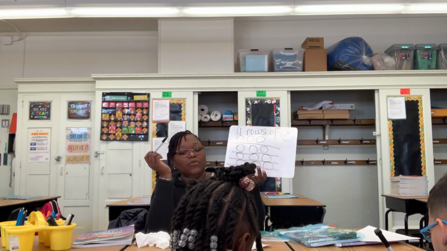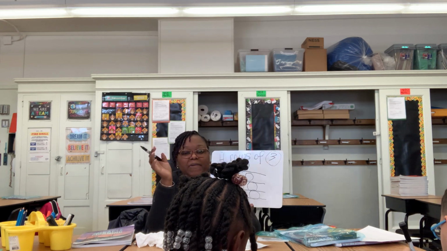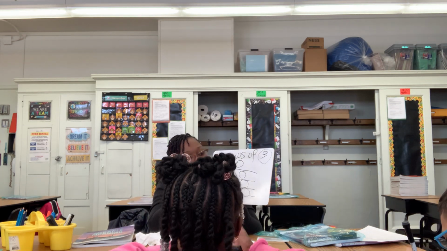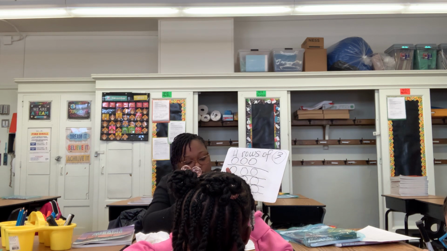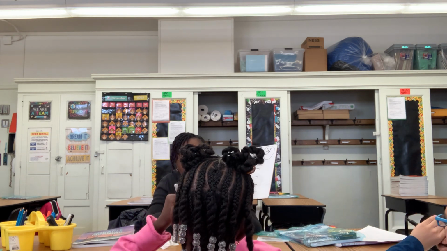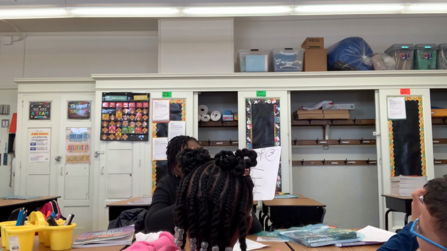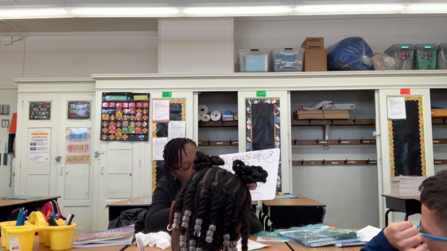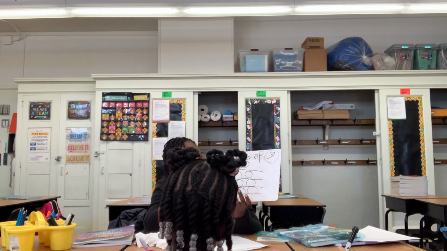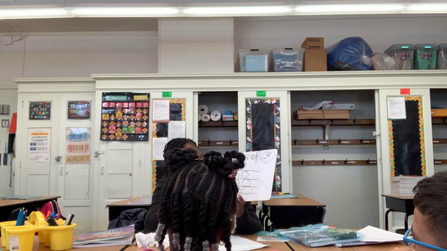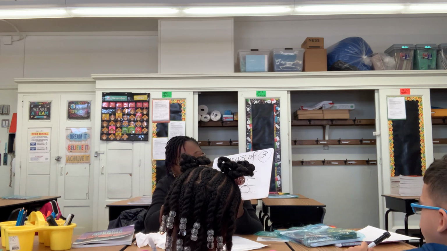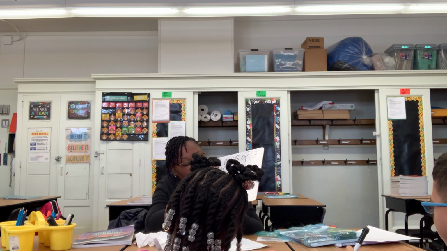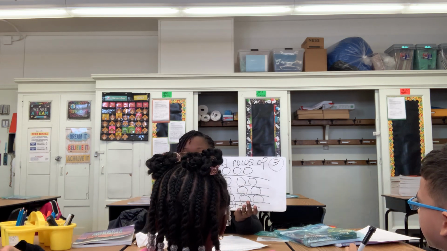Now, how many do I have in all? Let's try to write a repeated addition sentence. How many are in the first row? 1, 2, 3. So it's 3, right? Plus, how many are in the second row? 1, 2, 3. Another 3. How many in the third row? 1, 2, 3. How many are in the fourth row? 1, 2, 3. So how many do we have all together?